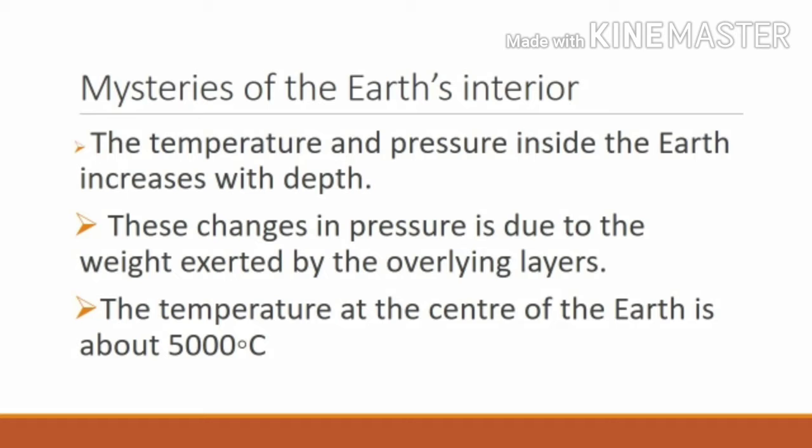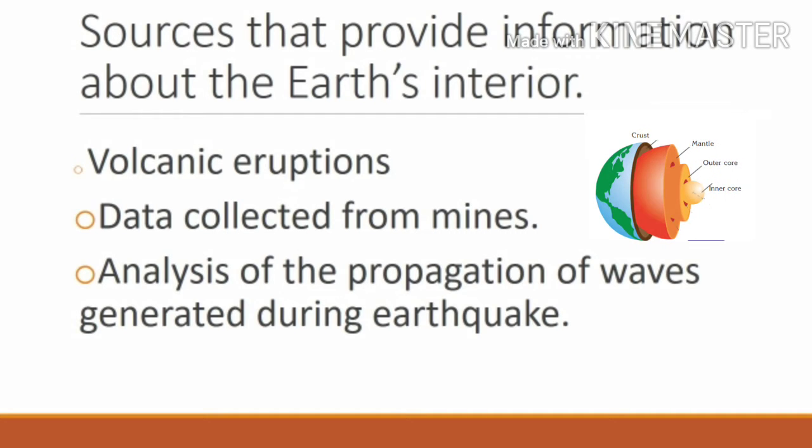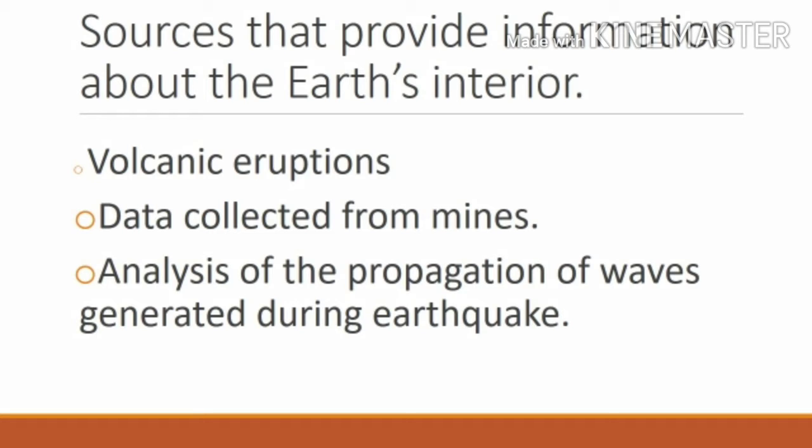The temperature at the center of the Earth is unbelievable. It is about 5000 degrees Celsius. Do you know the fact that even iron melts at a temperature of 1538 degrees Celsius? How did we come to know about Earth's interior? Let's identify the different sources that provide information about the Earth's interior.